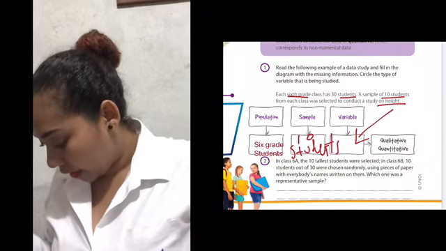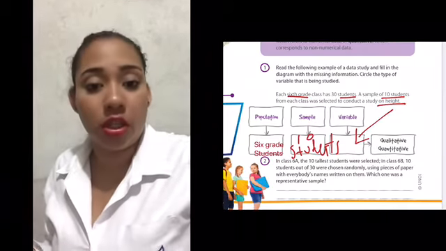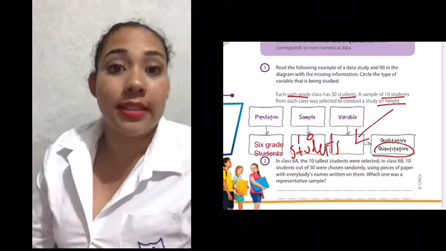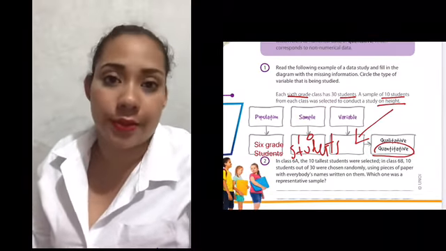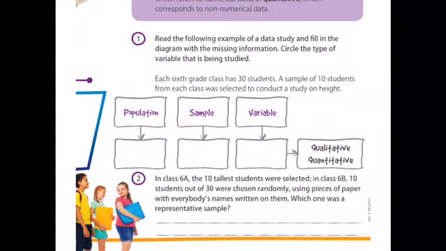Now, it says you have to circle the type of study. And yes, the type of study is quantitative. Exercise number 2. In class 6A, the tallest students were selected. So right here, let's underline that part. 10 tallest students were selected. In class 6B, 10 students out of 30 were chosen randomly.